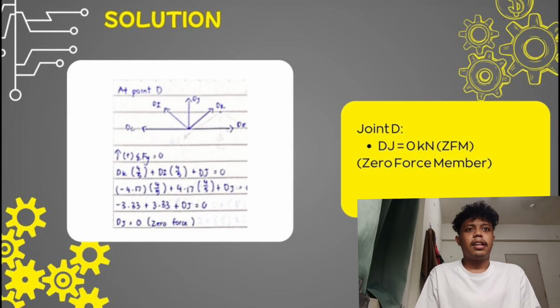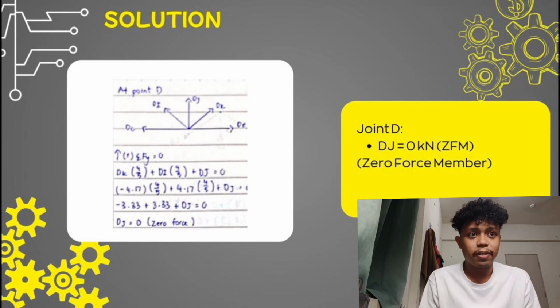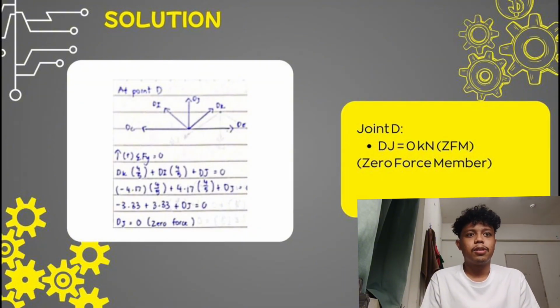And the last, at point D, upward positive, Fy equals 0: Dk times 4/5 plus Di times 4/5 plus Dj equals 0. Negative 4.17 times 4/5 plus 4.17 times 4/5 plus Dj equals 0. Negative 3.33 plus 3.33 plus Dj equals 0. And the final answer for Dj is 0, which means it is a zero force member.